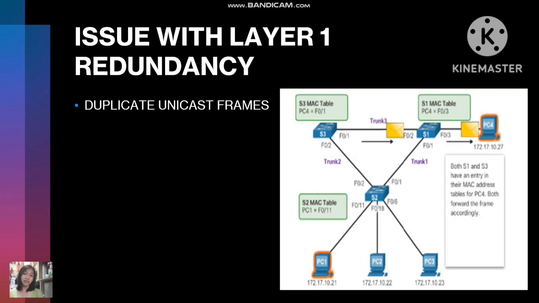Next, we have the duplicate unicast frames. Unicast frames sent onto a looped network can result in duplicate frames arriving at the destination device. Most upper layer protocols are not designed to recognize or cope with duplicate transmission. Layer 2 LAN protocols, such as Ethernet, lack an appropriate mechanism to recognize and terminate endlessly looping frames.